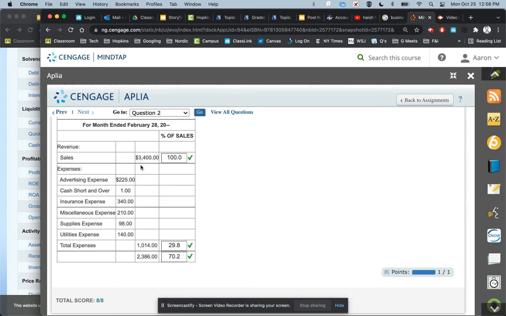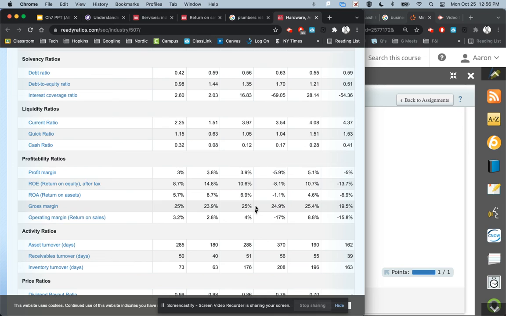Also, I think these numbers in this Cengage MindTap thing are pretty arbitrary. I don't think this would be an exact income statement for a plumber, but regardless, you could compare your numbers to the industry standards and just see how you are doing. All right. If you're higher than the industry standards, that's a good thing for return on sales. If you're lower, you might be looking to cut expenses or increase your profit margin somehow.